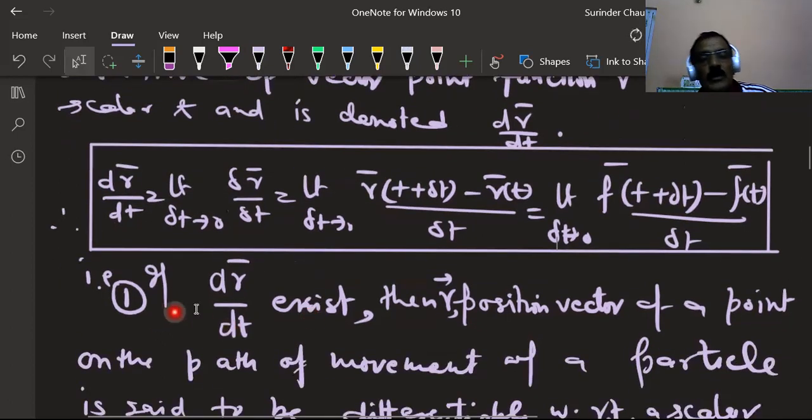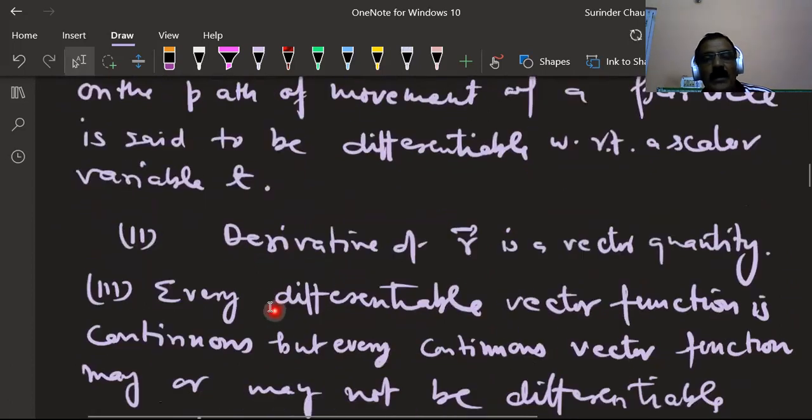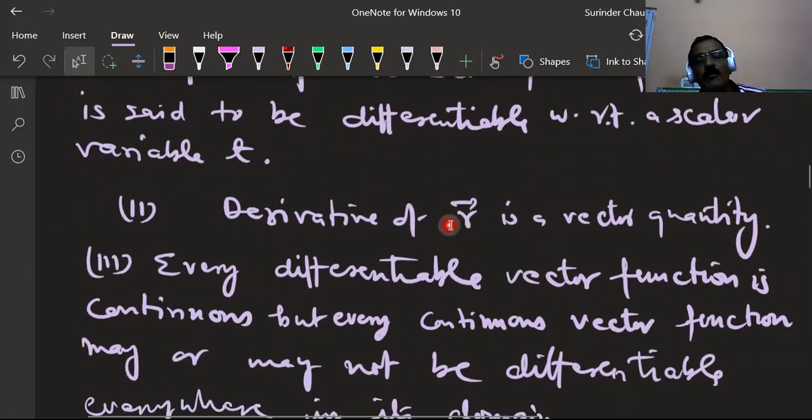Now, some conclusions from this. If dr/dt exists, then r vector, the position vector of a point on the path of the moving particle, is said to be differentiable with respect to the scalar variable t. The derivative of the r vector is a vector quantity. If you differentiate a vector, the position vector, with respect to the scalar variable t, the result is also a vector quantity. You can find the second derivative, the third derivative, and again you get a vector quantity.